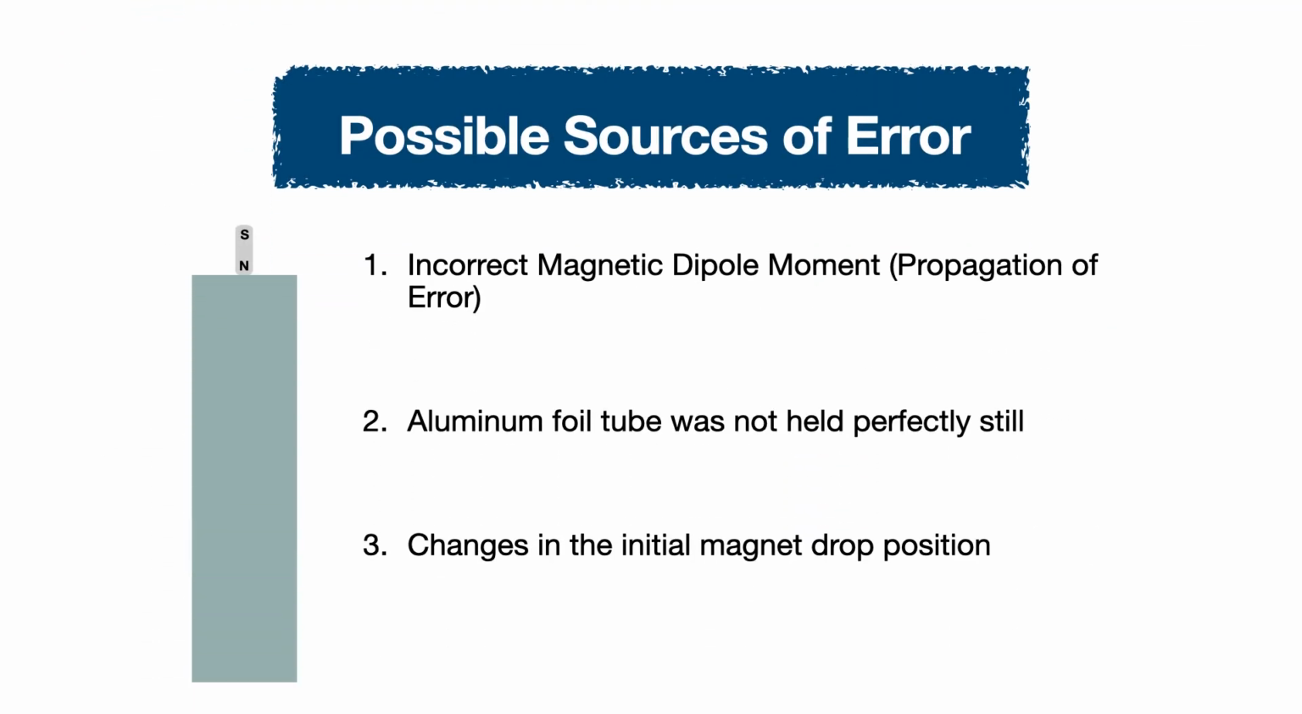In this lab, there are three main possible sources of error. First, the magnetic dipole moment was taken from lab 2 and could be incorrect, which would affect how quickly the magnet falls down. Second, the aluminum foil tube was not held perfectly still, which could affect the direction of the magnetic force and thus how quickly the bar magnet falls down. Third, the magnet was not dropped from exactly the same position each time, which could also affect the time measurement of the magnet's drop.